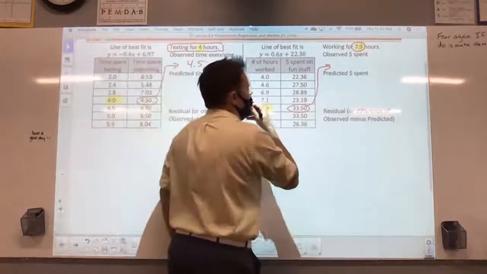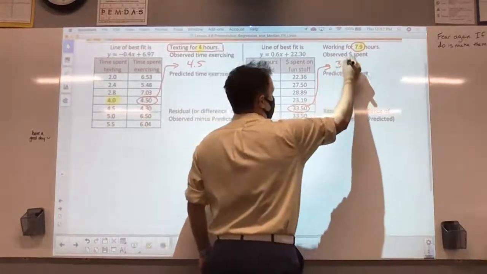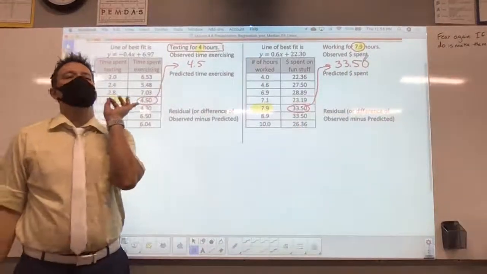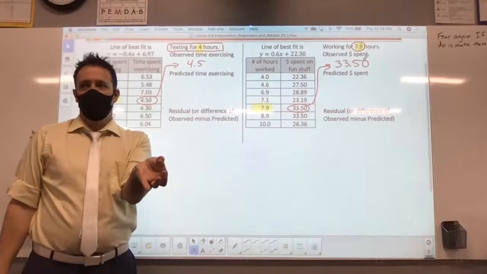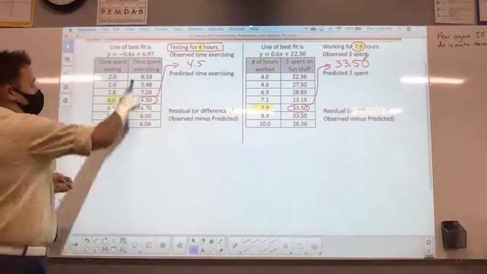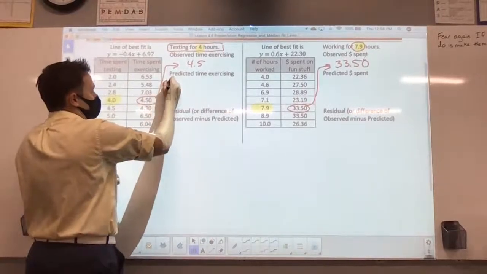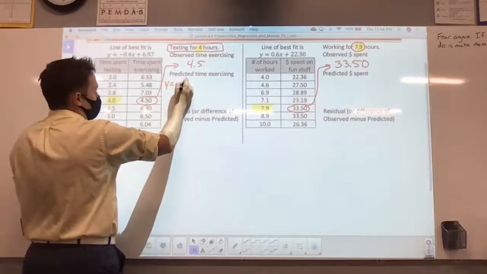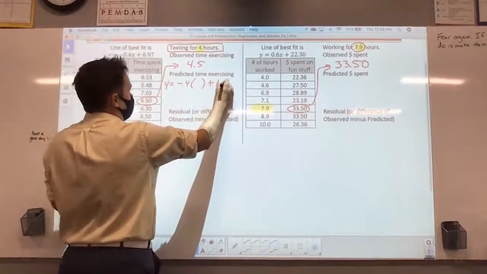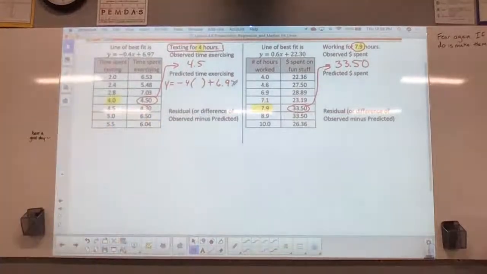All right, so we know this is going to be... and then what it's going to ask you on Alex is to tell me the predicted time. Remember yesterday when we did the lesson, the predicted time went off of the best line of fit. So you would tell me y equals negative 0.4, I'll get that in a second, plus 6.97. And what number do you think goes right there in that space? No, it would be the x value, which is the number 4.